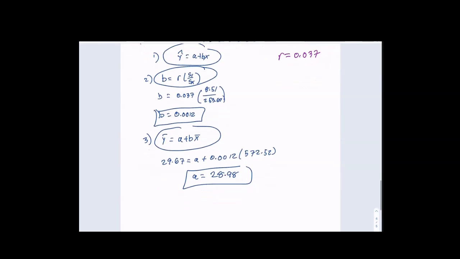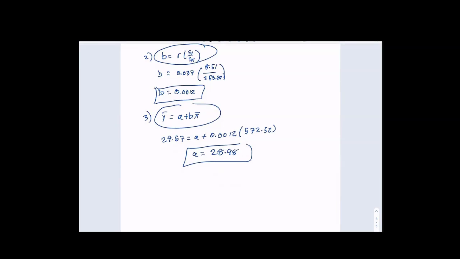Now, I could also ask you additional questions, like interpret A. That just means that our model predicts that somebody who comes in a store and doesn't spend any money, I would expect them to be around 29 years old. And if somebody comes in my store that's younger than 29, I would expect them to spend negative money. Ooh, I would expect them to steal. So predicted age is equal to 28.98 plus 0.0012 times money spent.